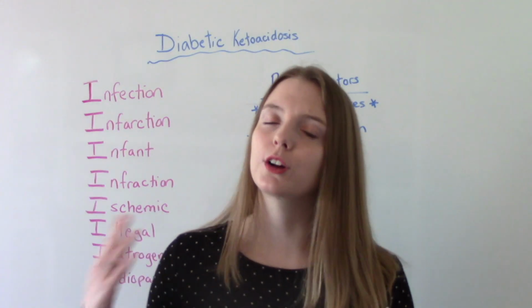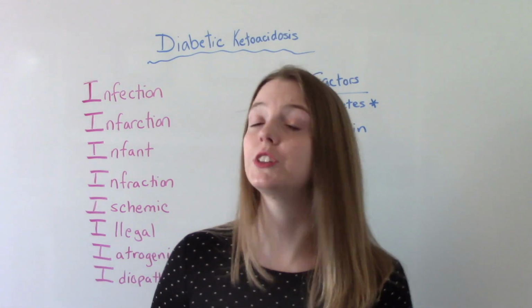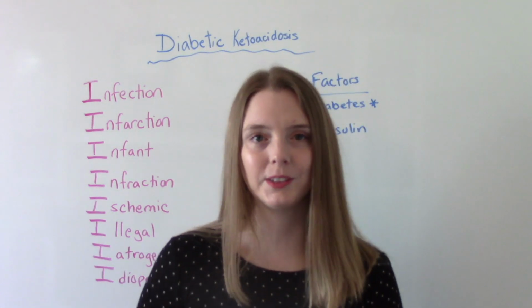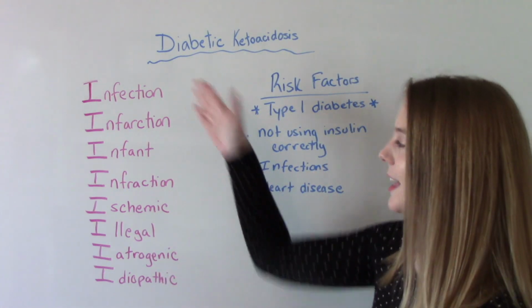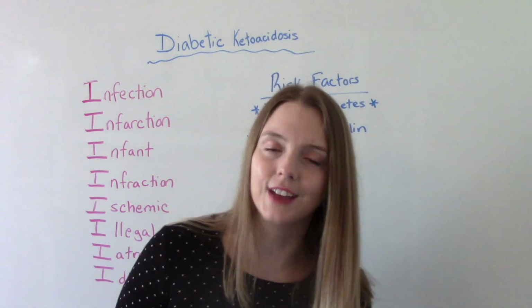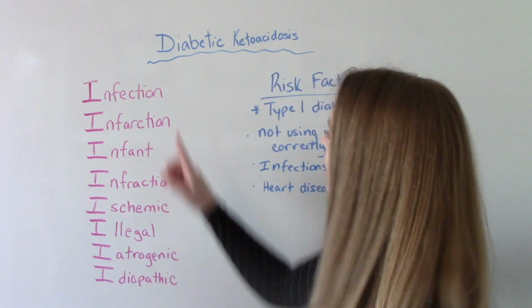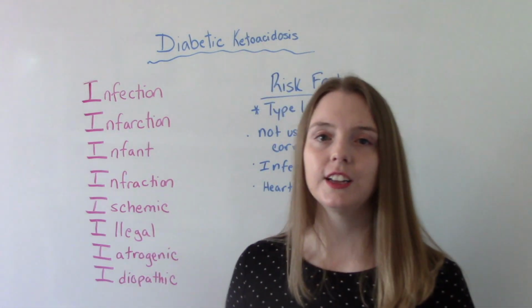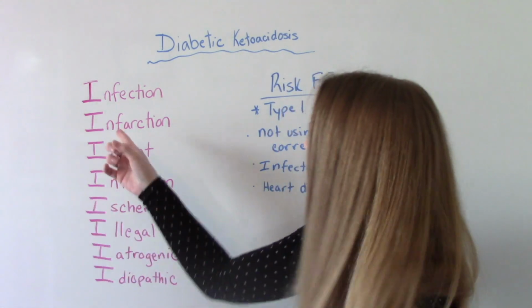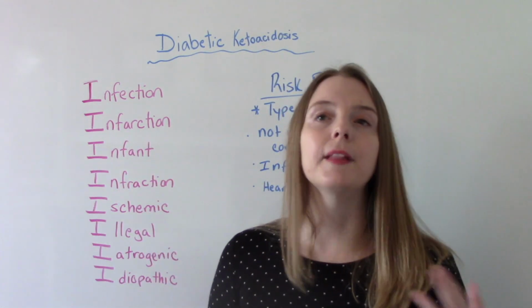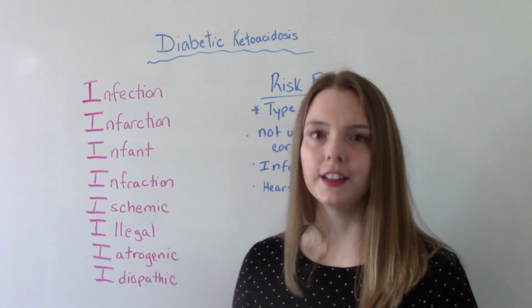Now let's talk about the causes and the risk factors for developing diabetic ketoacidosis. A way you can remember the causes is the 8 I's. So all of these I words, let's break them down. The first is infection, like pneumonia or UTI. Infarction, like a myocardial infarction, a heart attack.